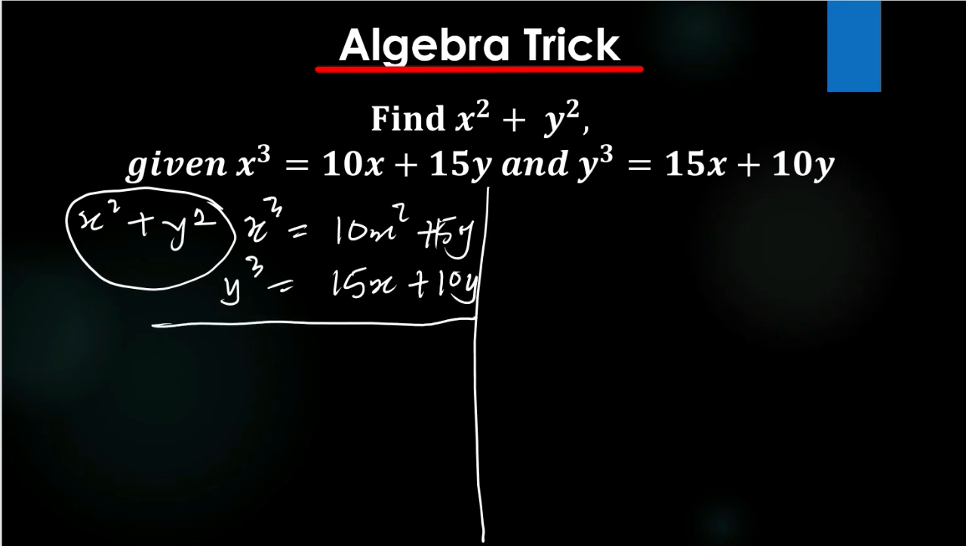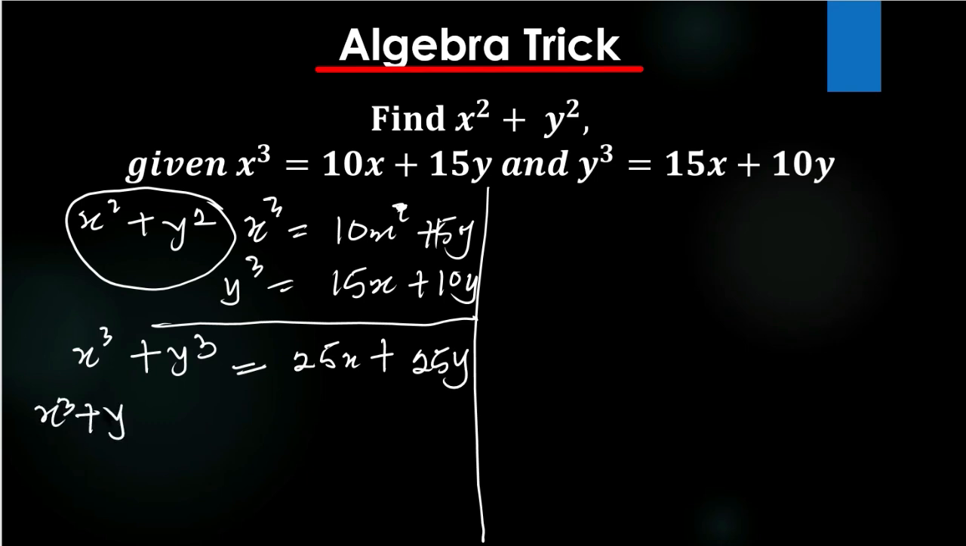Now, let's sum these two together. If I sum the two together, I have x raised to power 3 plus y raised to power 3. It is 10x, not 10x squared, please. This will be equal to 10x plus 15x, that's 25x, plus 15y plus 10y, that will be 25y. Now, that means we already have an expression for x raised to power 3 plus y raised to power 3.